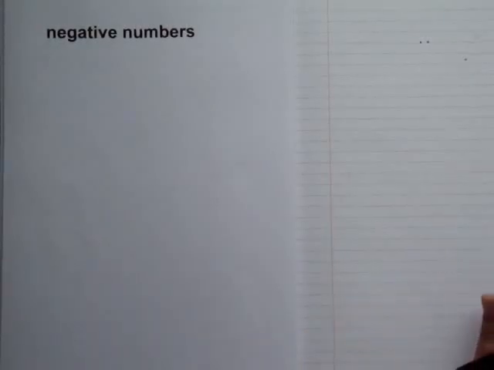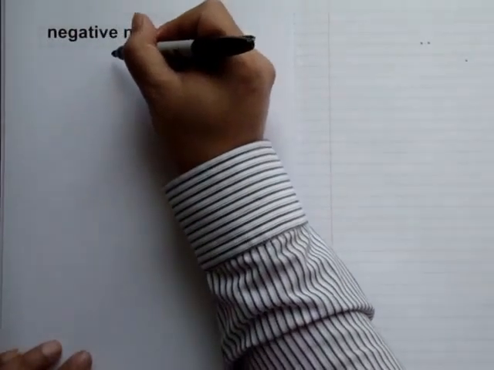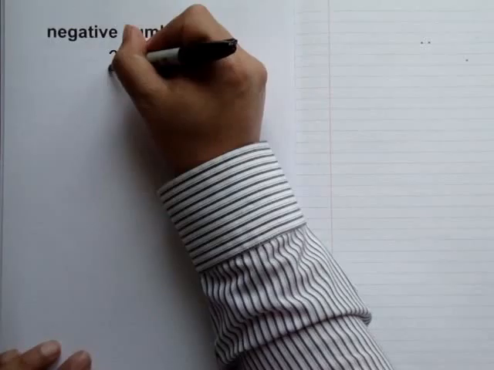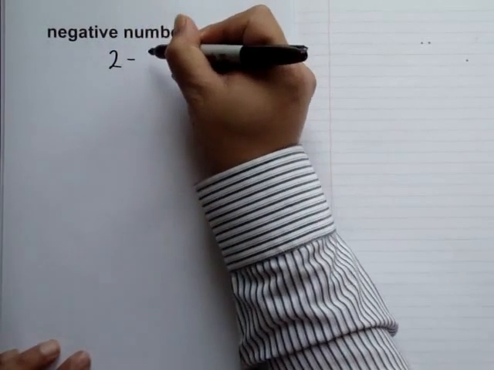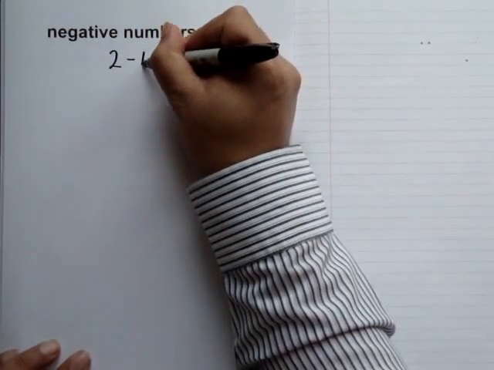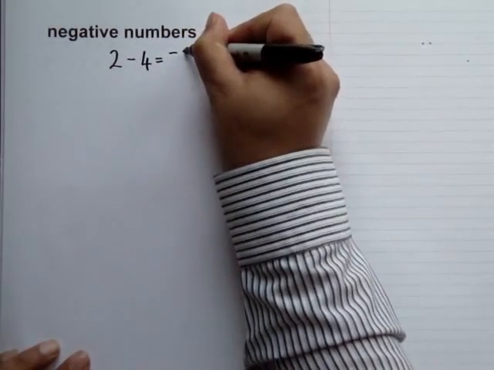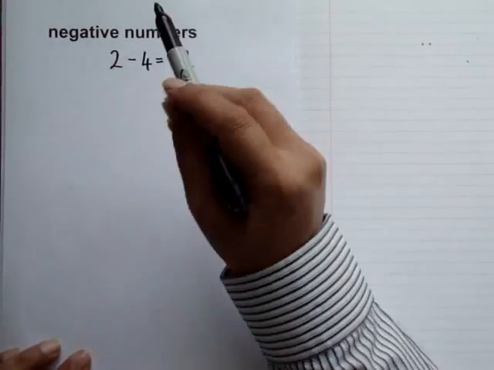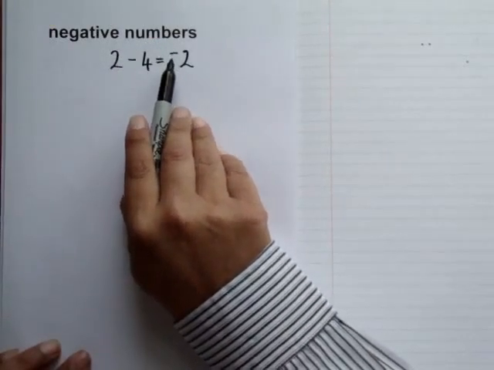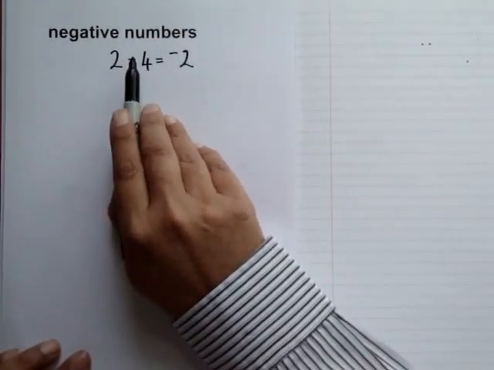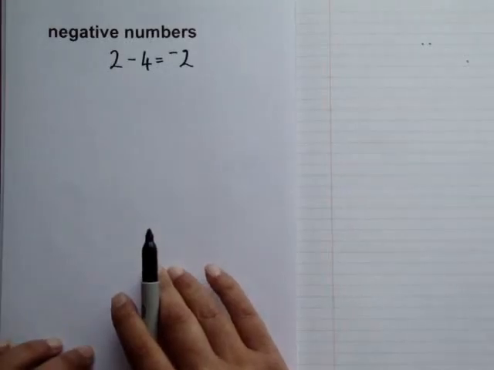Now, a negative number can be thought of as subtracting a large number from a smaller number. For example, if we have a 2 and we subtract from that a larger number, say 4, we end up with minus 2. By convention, if there's no negative sign on the number, we take that as being positive.